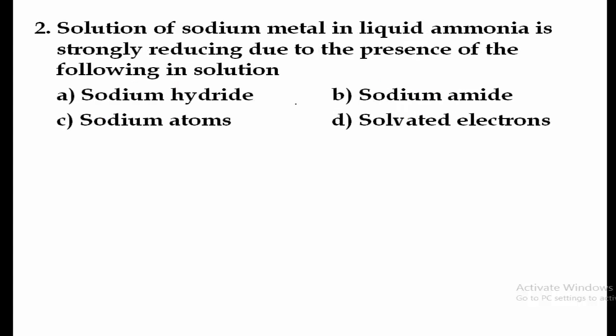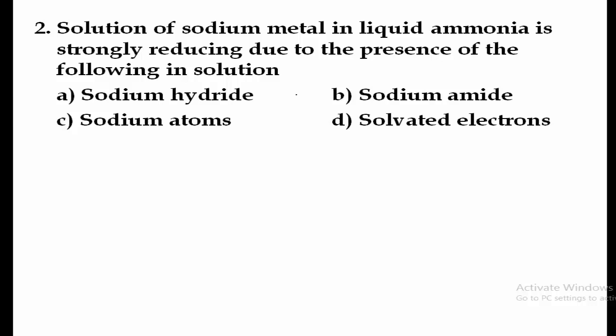Then the second question: the solution of sodium metal in liquid ammonia is strongly reducing due to the presence of the following in solution. So when sodium metal is dissolved in liquid ammonia, it will act as a strong reducing agent. Why does it act as a strong reducing agent? That is due to the presence of sodium hydride, sodium amide, sodium atoms or solvated electrons.